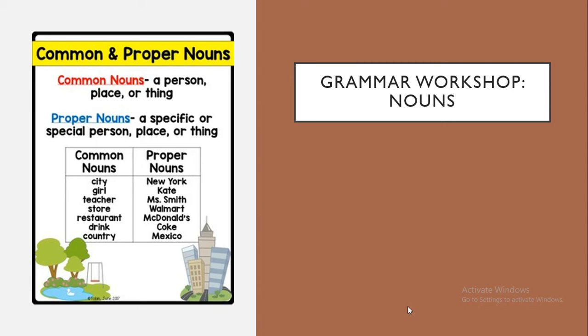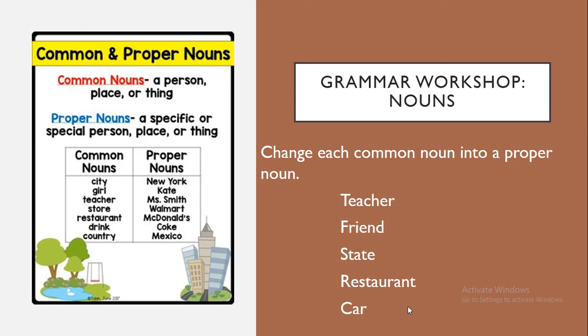And so when you make it specific and you give me that actual title, that's what makes it a proper noun. Let's try some on our own. So I'm going to give you a list of common nouns, and you are going to, on your own paper, change each common noun into a proper noun. And so here are your 5 common nouns, and I want you on your own paper to change them to a proper noun that you know. So you have teacher, friend, state, restaurant, and car. I'll give you about 1 minute to convert those into proper nouns that have specific names.